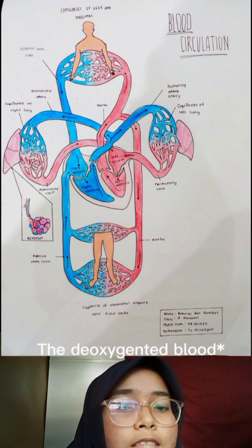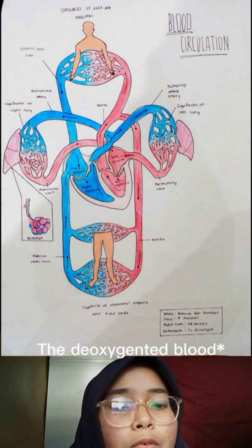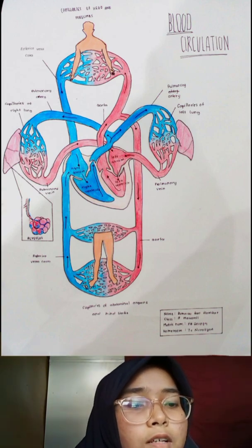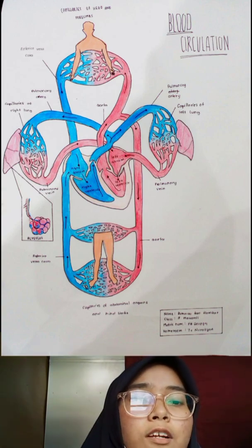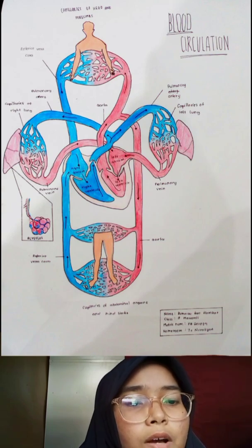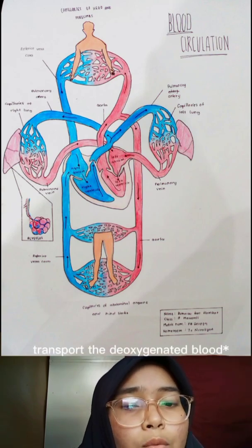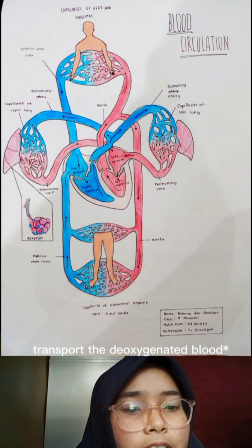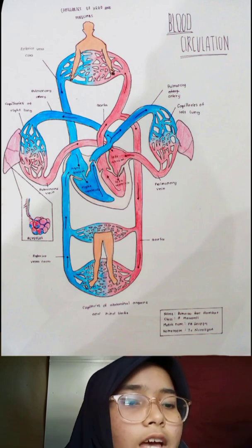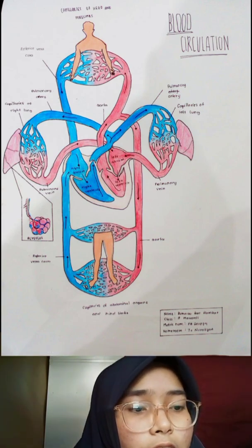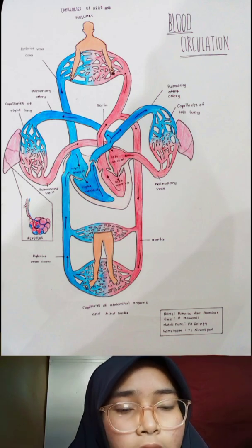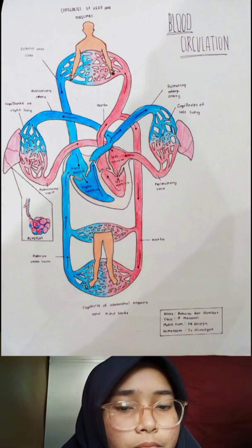First thing first, the oxygenated blood from our whole body except the lung, which is the capillaries of head and forelimbs and capillaries of abdominal organs and hind limbs, will transport the oxygenated blood through the anterior vena cava and posterior vena cava to the right atrium.